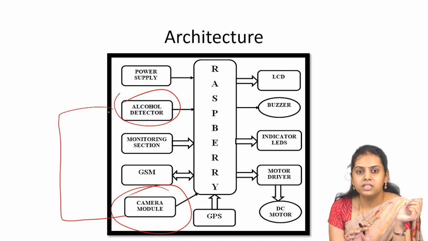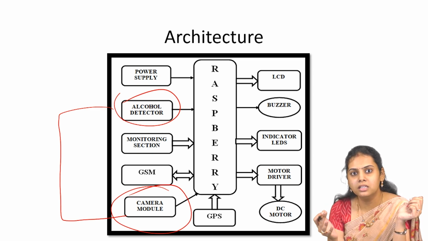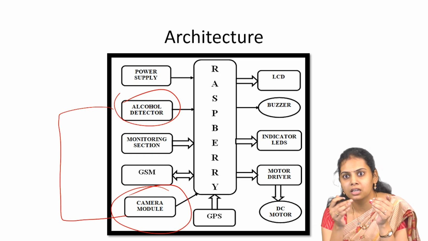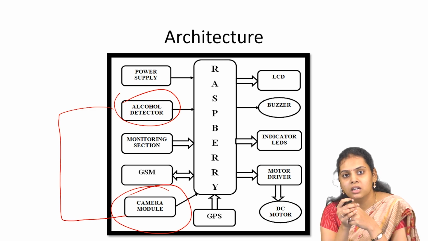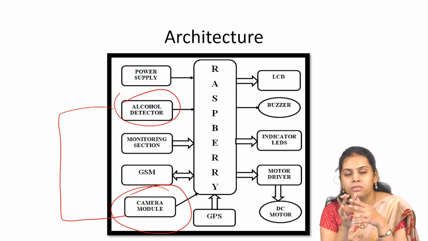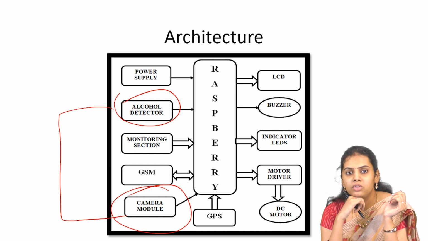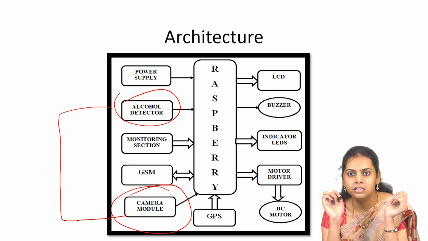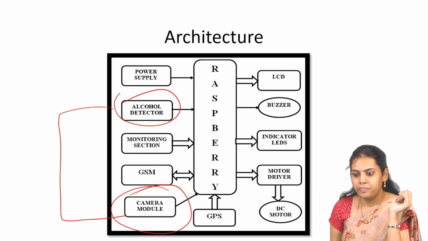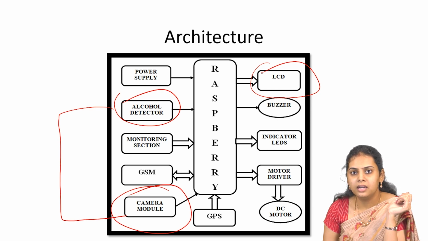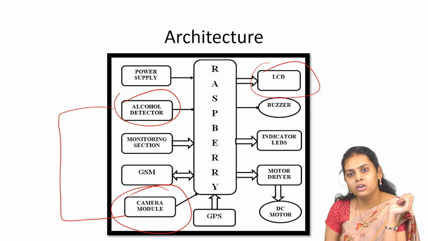Why? Sometimes if a person is heavily drunken, there may be a chance that the alcohol sensor placed at the steering, being in a closed area, will switch off. That is the main flaw with the alcohol detector alone. So I attached a camera module and used a neural network technique through iris recognition. I collaborated this, and the LCD will display whether this driver is alcoholic or not.